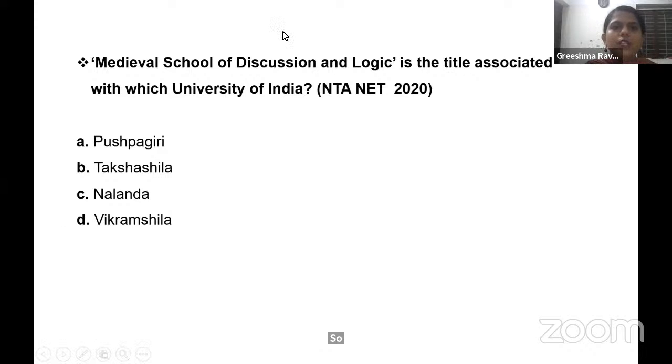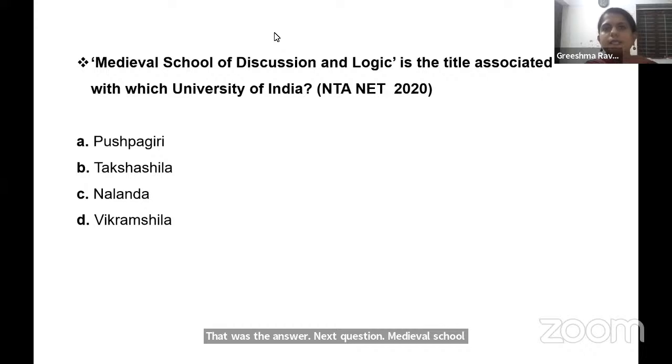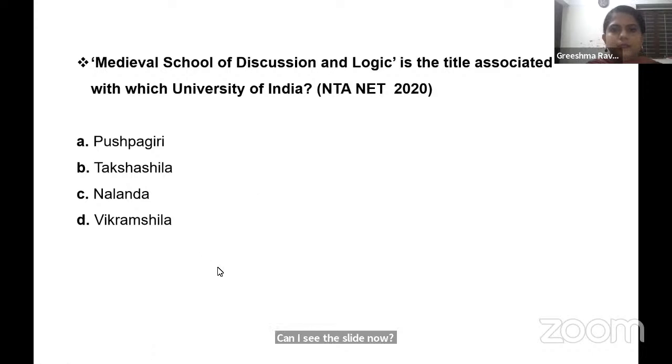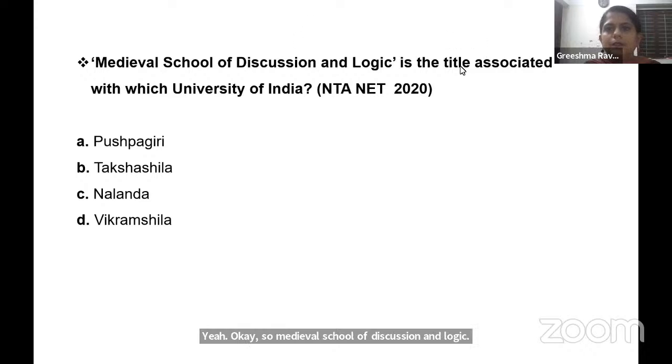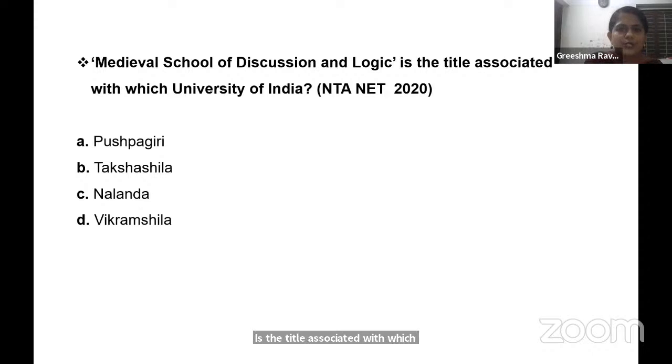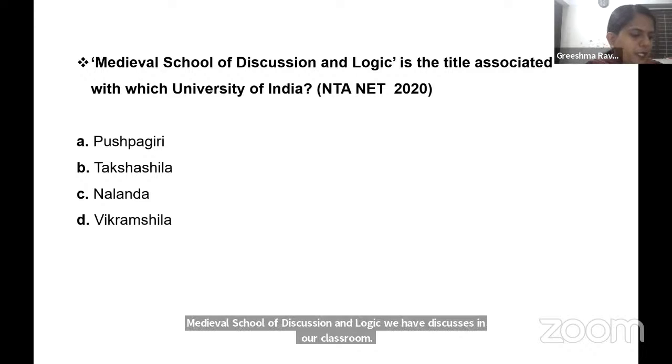Next question. Medieval school. Can you see the slide now? Oh, there's some problem with my PPT. You can see, right? Yeah. Okay. So, medieval school of discussion and logic is the title associated with which university of India? Medieval school of discussion and logic. We have discussed this in our classroom. What is the answer in YouTube?